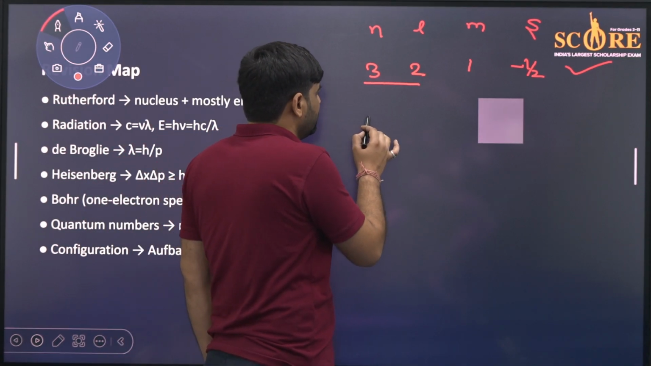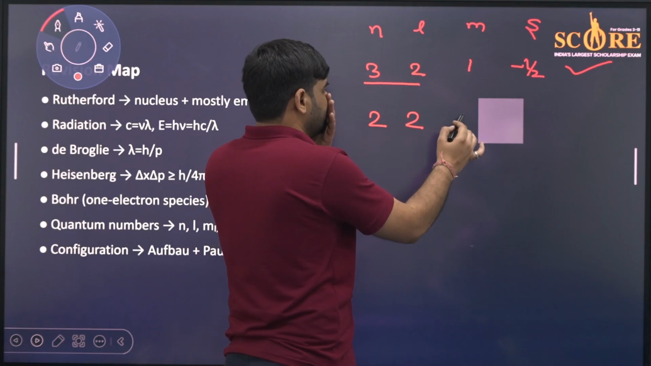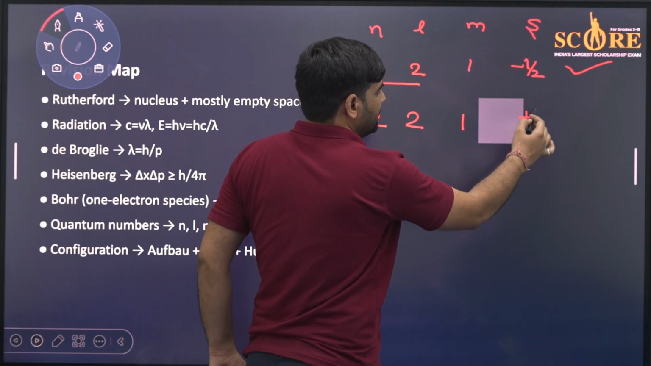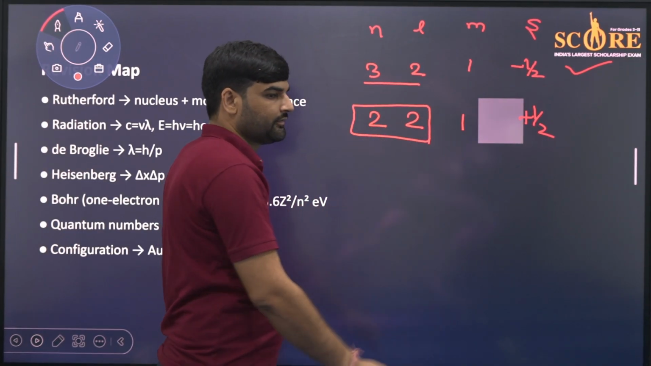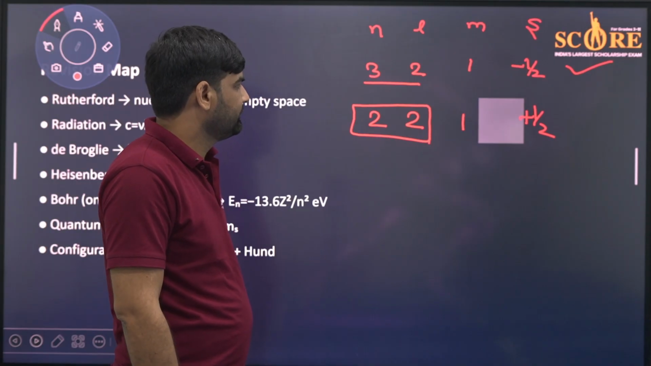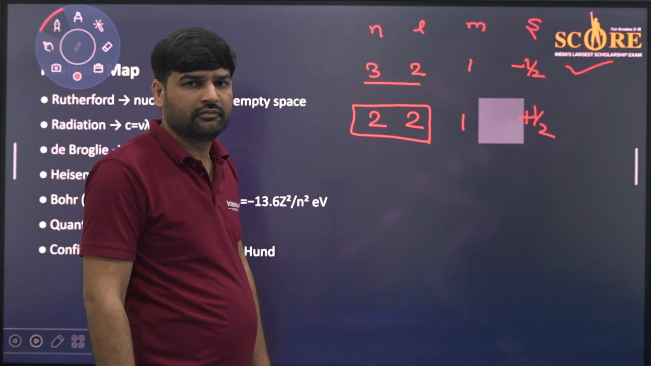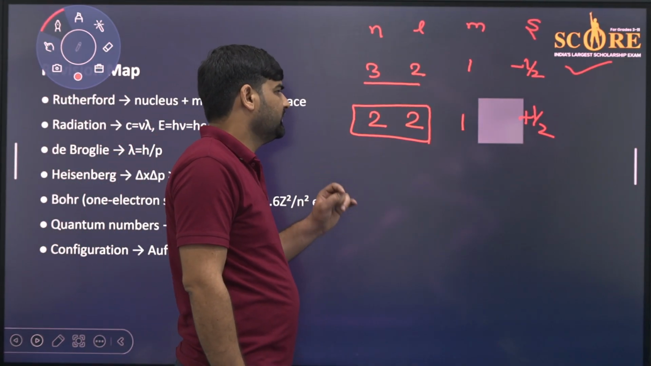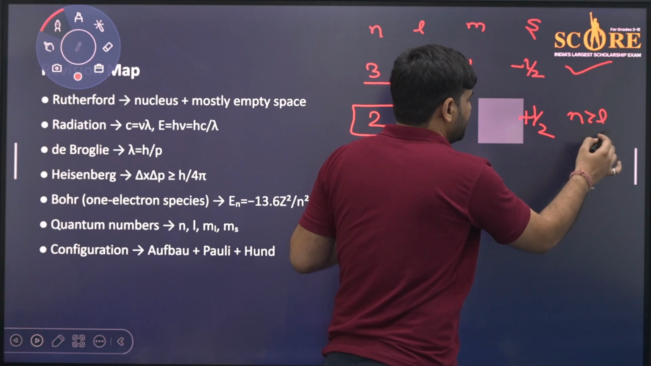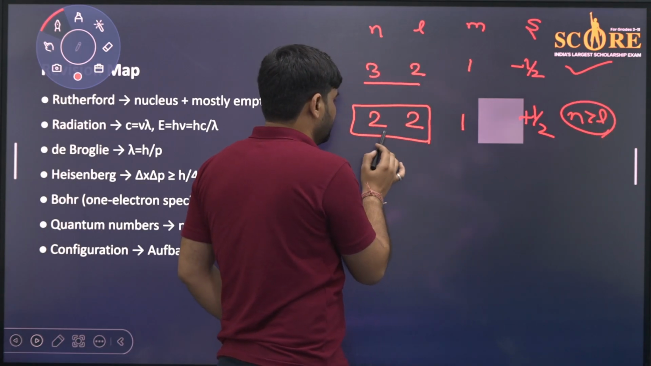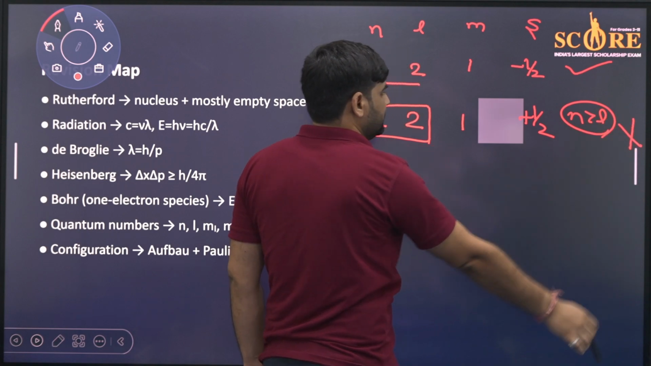Now, the principal quantum number is this, the azimuthal quantum number is this, and this is plus half. This set of quantum numbers is incorrect. Why? Because n is always greater than l; n and l never become equal. So this quantum number set is incorrect.